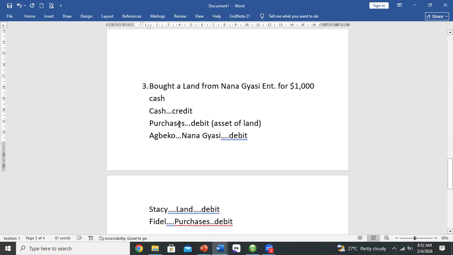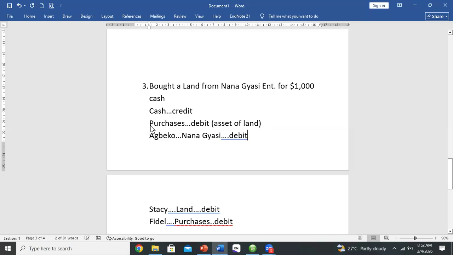Okay. So naturally land is an asset, unless you are given information that the land is what the business buys and sells, then now it becomes what? Purchases. Okay. It cannot be Nana JC, because what business do we have with Nana JC? We bought a land from him. We paid him cash, so we don't owe him. If we owed him, then he would have been relevant, right? So the best option is what Prof. Stacy gave us, that you debit your land account.